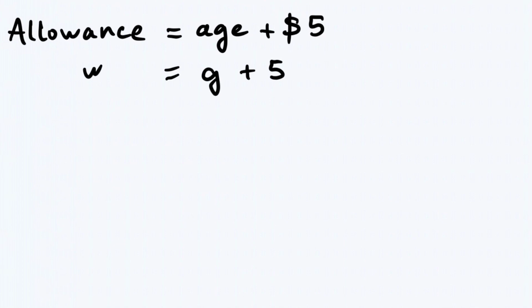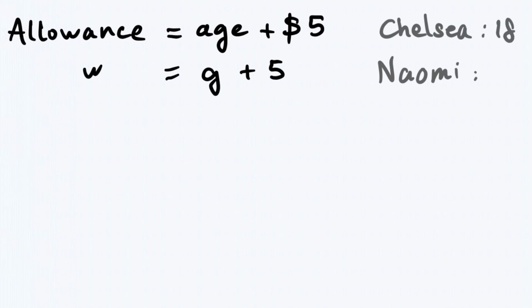All right, let's say now that Malia and Sasha have two cousins. Let's call them Chelsea and Naomi. And for Chelsea and Naomi, instead of knowing their age, we know how much they are getting per week. Chelsea is getting $18 and Naomi is getting $21 a week. Now we need to take this equation and modify it so G stands alone on one side. So let's do that. G equals, when we went from G, knowing the age, to figuring out W, from G to W, we added 5 to G.